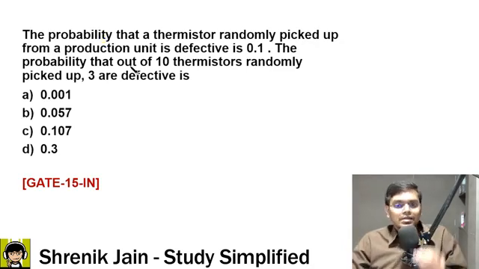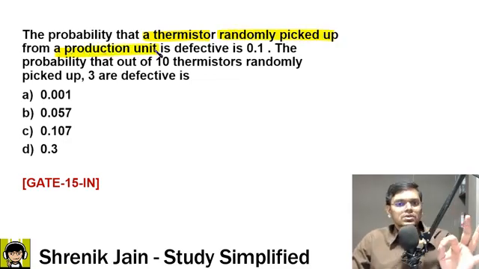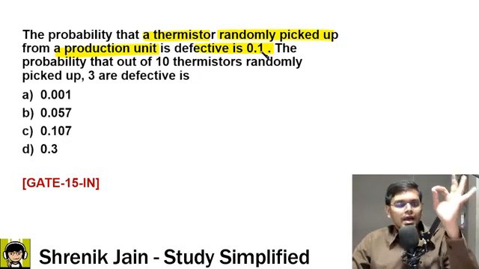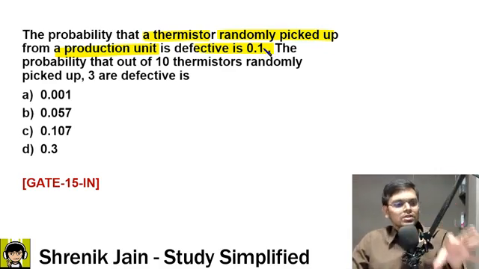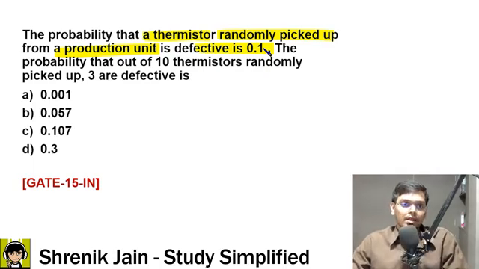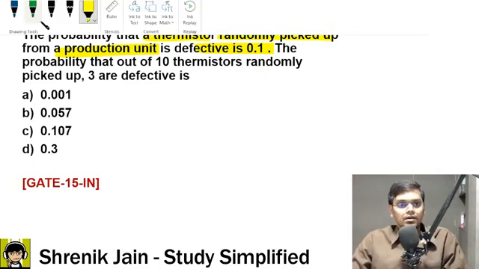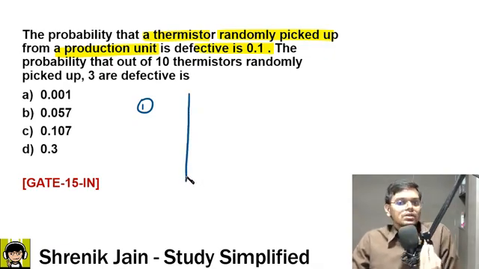This is the scenario where they are saying that every thermistor randomly picked up from the production unit, for every thermistor there is equal chance of being defective and that chance is 0.1 for every thermistor, and for every thermistor there is equal chance of becoming not defective, that is 1 minus 0.1. Understanding? These events are independent. Every thermistor is independent. If every thermistor is independent, thermistors are countable. They are independent. 2 probability, defective, not defective. Yes, this is binomial distribution scenario. Understood? So it's very necessary that you understand how the things are independent.